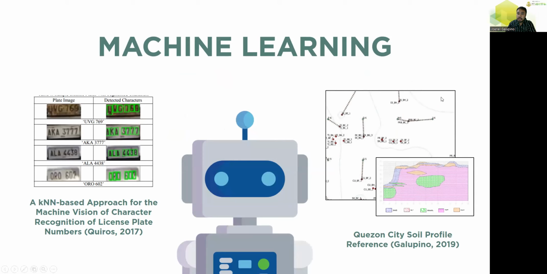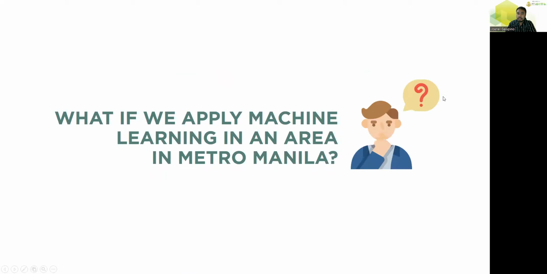In 2019, we were able to publish the Quezon City soil profile reference. So what if we apply machine learning in an area in Metro Manila? Of course, as I have mentioned a while ago, we were able to apply it in one city in Metro Manila. As an example, the soil profile of Quezon City, Philippines was generated using machine learning, specifically the KNN or K nearest neighbor algorithm.